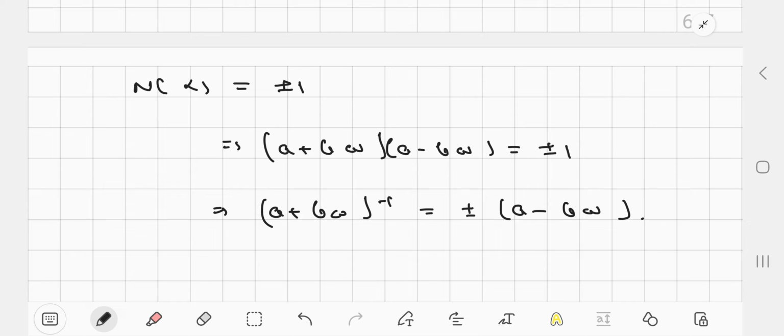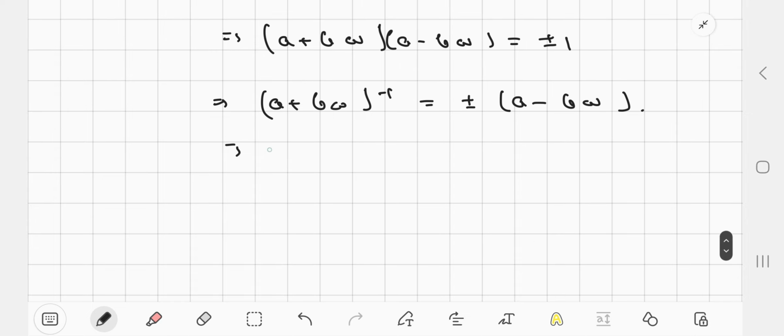Therefore, if the field norm of some element alpha coming from theta is plus or minus 1, then that element alpha is invertible, or that element alpha is a unit, right? So this implies alpha is a unit. Surely enough, we have considered a plus b omega to be alpha. What about the converse? Okay.